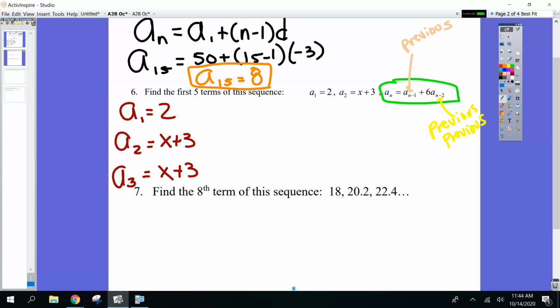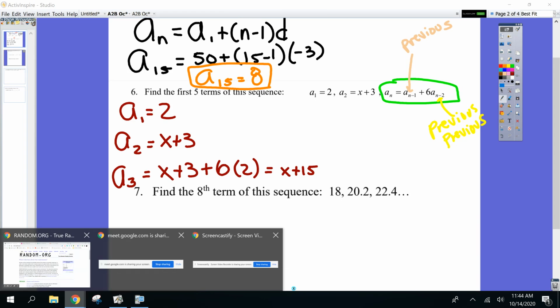Ready? X plus 3. Keep reading the formula here. Plus 6 times the one before that one. Times 2. Everyone see where all these values came from? Yes, I do want you to clean it up, please. X plus 15.